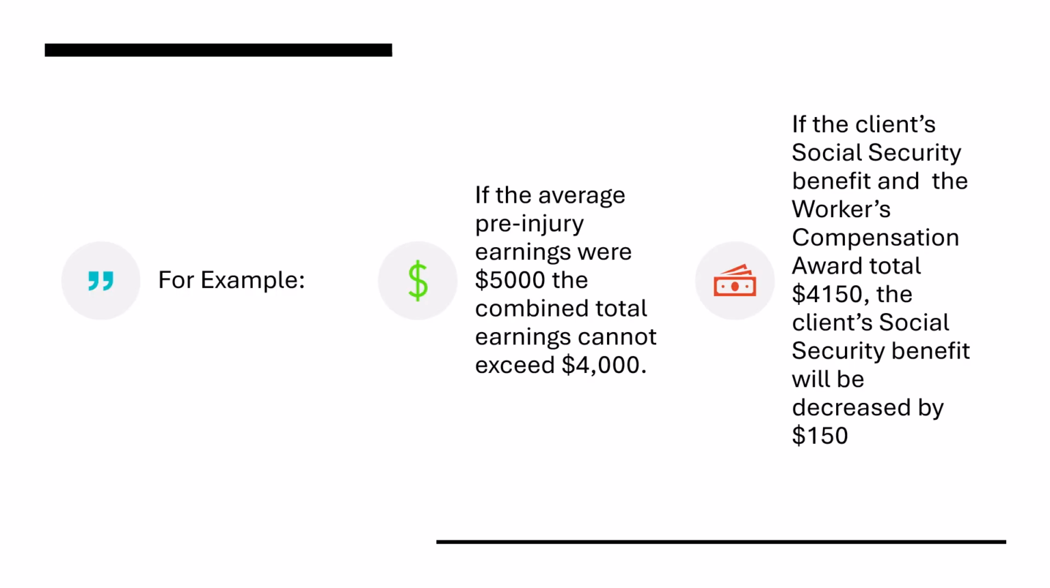So for example, if pre-injury the earnings were $5,000, the combined total earnings cannot exceed $4,000. So if the client's Social Security benefits and the workers' compensation award total is $4,150, the Social Security benefit would be decreased by $150 for that client because they cannot earn more than that $4,000 amount.